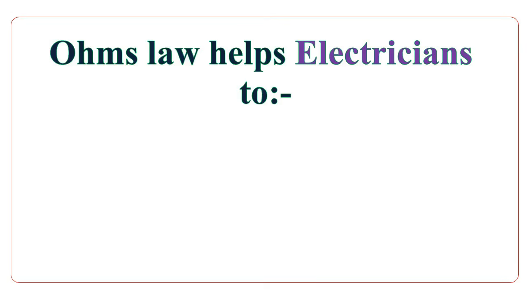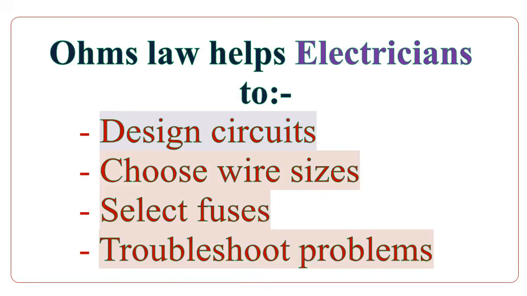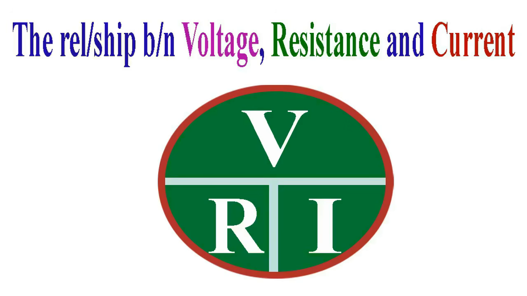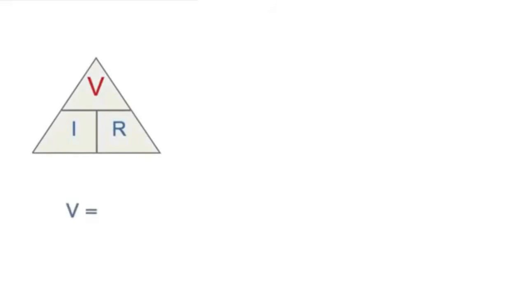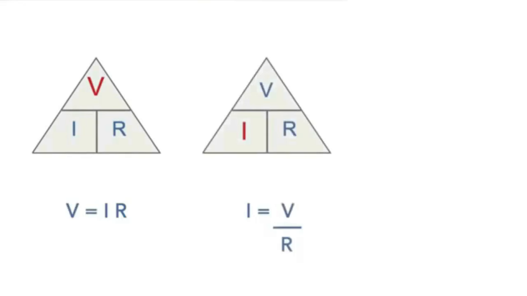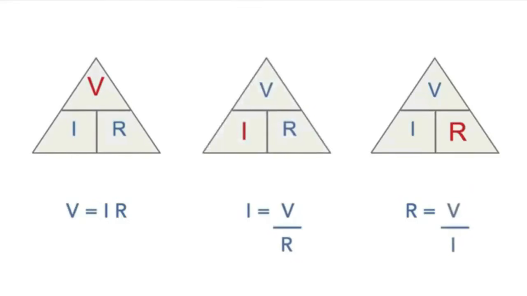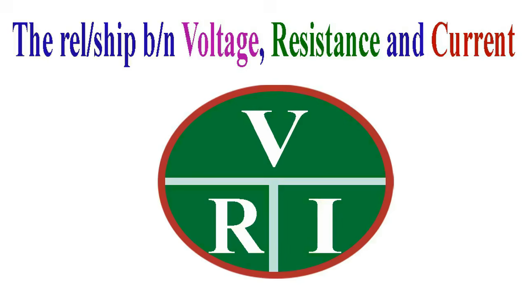Why does this formula matter? Ohm's law helps electricians to design circuits, choose wire sizes, select fuses, and troubleshoot. If you know any 2 values, voltage, current, or resistance, you can calculate the third instantly. In short, more voltage means more current, more resistance means less current. It's the fundamental rule that keeps electrical systems safe and predictable.